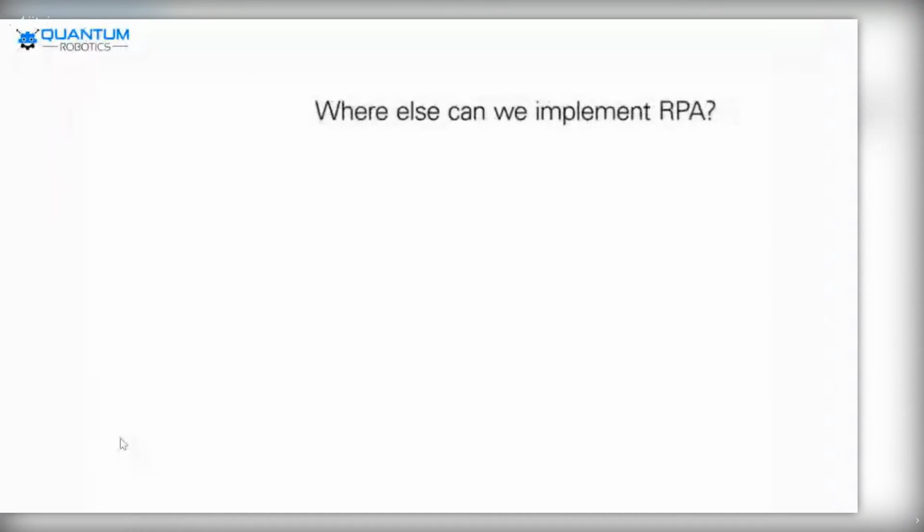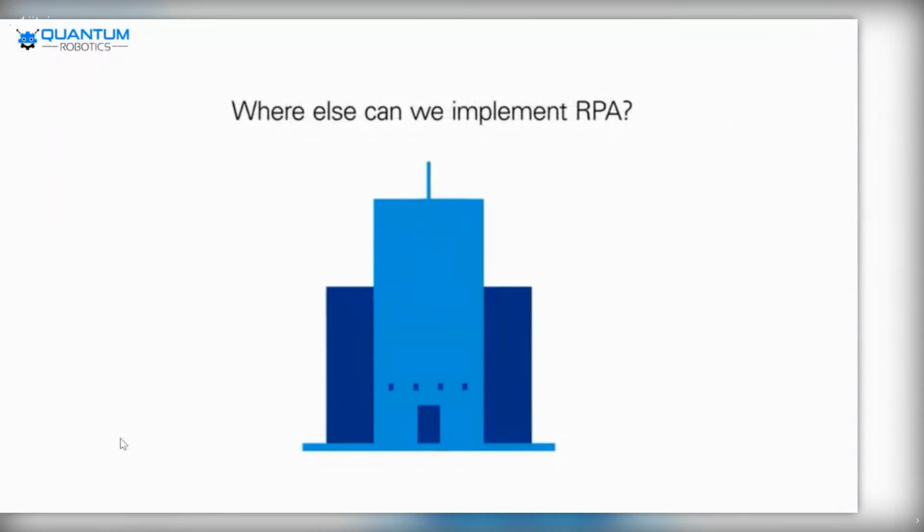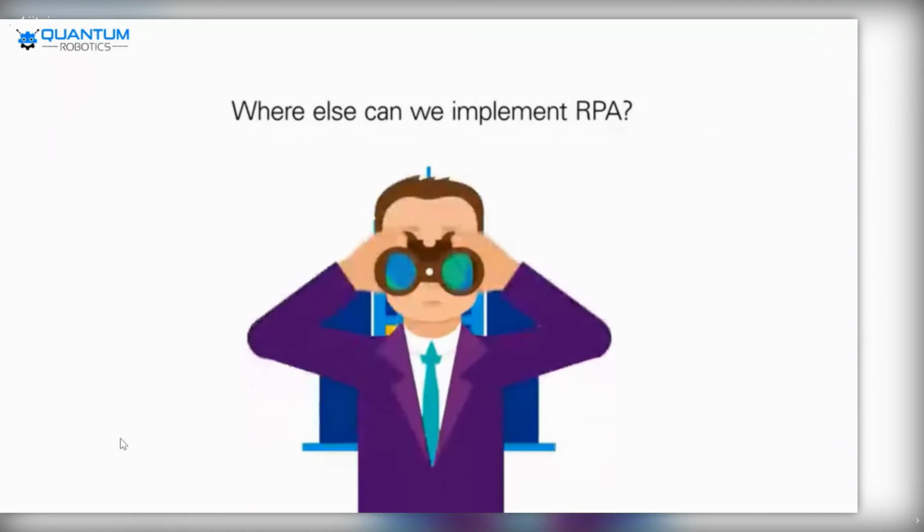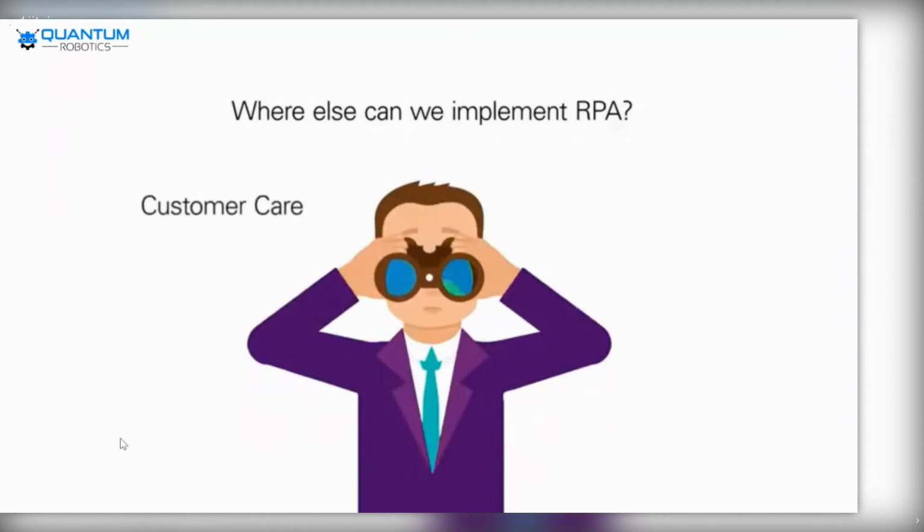You just saw an example of how robotics can be deployed for a finance process. Next to the finance processes, there are many other opportunities for RPA across other functions within an organization. Examples of these include customer care, business operations, IT, and HR.